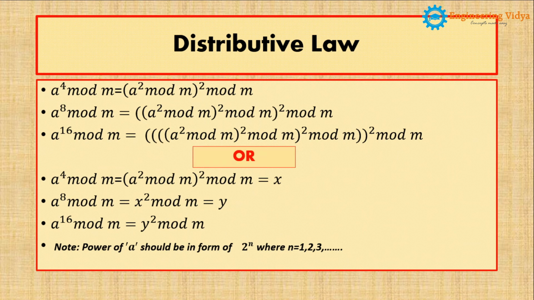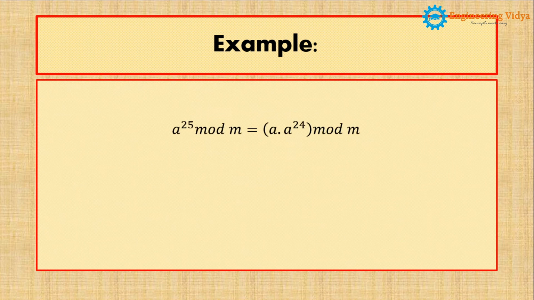Now this is another approach. We'll take one more example, where we see how to resolve the power of a if it is not present in the form of 2 raised to n. Suppose we want to calculate a power 25 mod of m. 25 is not present in the form of 2 raised to n, so what you can do is split a power 25 into two parts: a power 1 and a power 24.